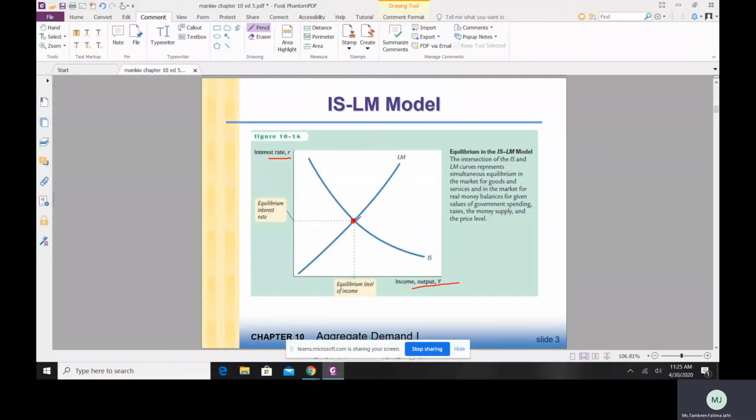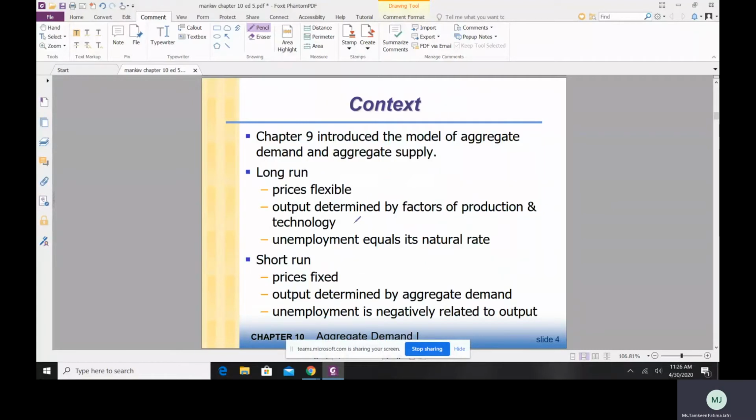We want to derive the IS and LM curve. Before we move on to the derivation, let me give you some context behind this particular chapter. So in chapter number 9, we introduced the model of aggregate demand and aggregate supply. In the long run, we assumed that prices are flexible.